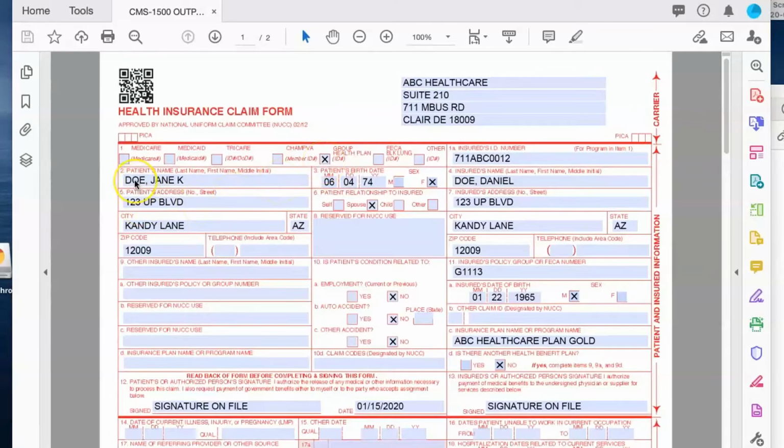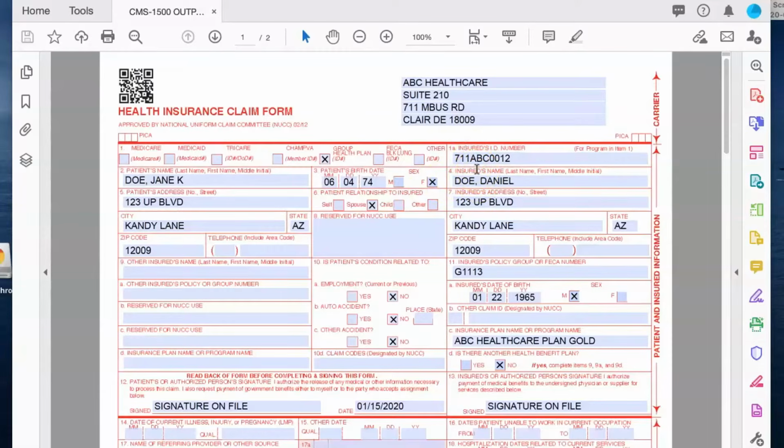In Box 2 goes the patient's name. The instructions direct us to write in a last name, first name, middle initial format. If there is no middle initial, just leave it blank. In Box 3, we've entered the patient's date of birth and sex.